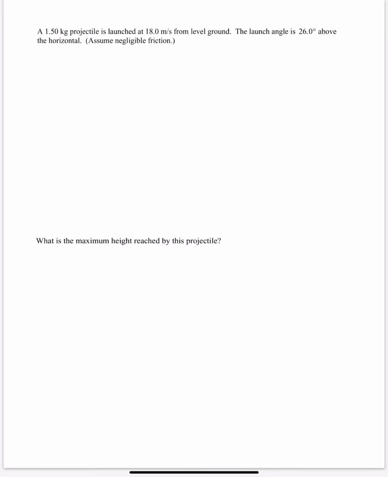So if you look at the question, it says a 1.5 kilogram projectile is launched at 18 meters per second. However, the launch angle is 26.0 degrees. So what does this mean? It means, if we draw a picture, that the initial velocity has an angle assigned to it.